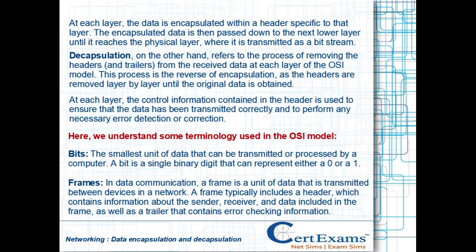Here, we understand some terminology used in the OSI model. Bits, the smallest unit of data that can be transmitted or processed by a computer. A bit is a single binary digit that can represent either a 0 or a 1. Frames. In data communication, a frame is a unit of data that is transmitted between devices in a network. A frame typically includes a header, which contains information about the sender, receiver, and data included in the frame, as well as a trailer that contains error-checking information.